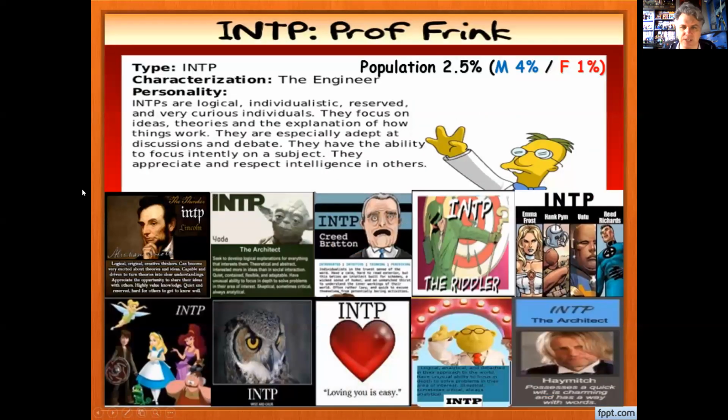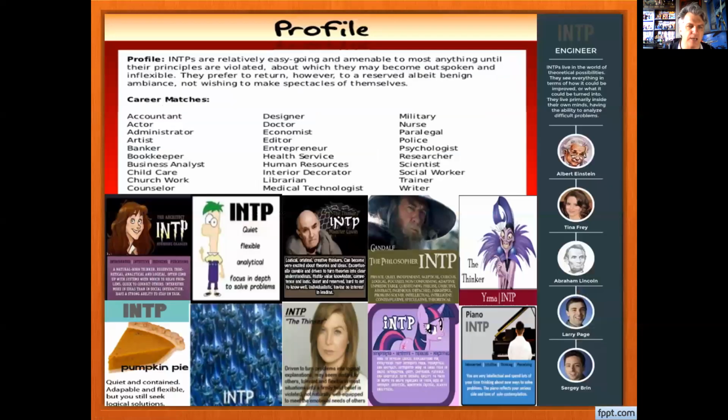Then we get to the INTPs, which again, more likely to be male than female, 4 times more likely to be male versus female on this. The engineer: logical, individualistic, reserved, curious, focus on ideal theories and how they work. So you've got Ferb, I think that one's Ferb, and the other one's Phineas. Been a while. But you see the different sort of characters that fall into that.